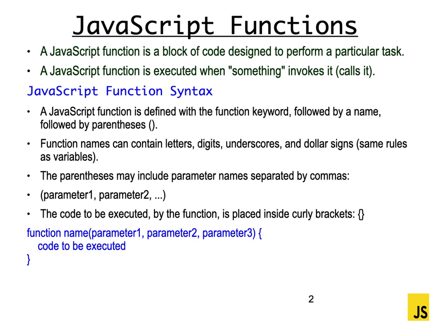Consider a simple example that defines the complete structure of a JavaScript function. The function starts with the function keyword followed by a name. Here in our example, name is the name of the function, followed by three parameters separated by commas, parameter1, parameter2, parameter3, and the code to be executed is placed inside curly brackets.